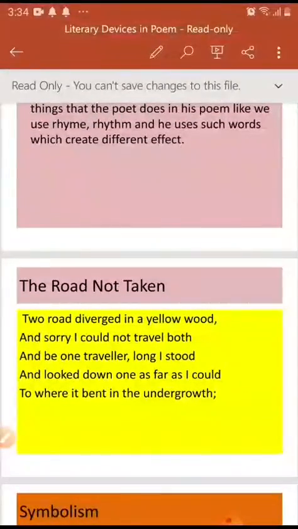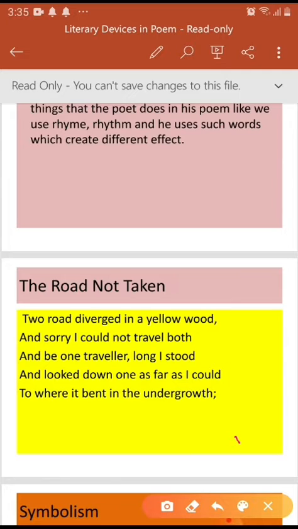As we have completed this poem, The Road Not Taken, which is written by Robert Frost, right? So I'm going through the poem, then I'll explain the poetic devices. Clear? Are you ready? I hope you are ready. And let's wait a minute, children.